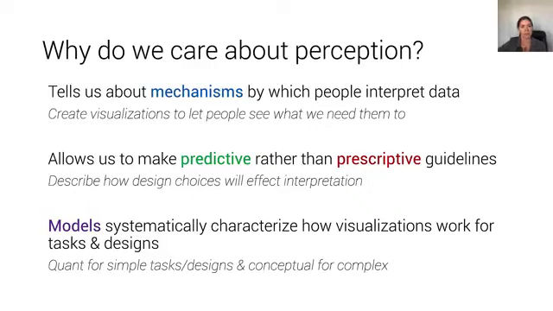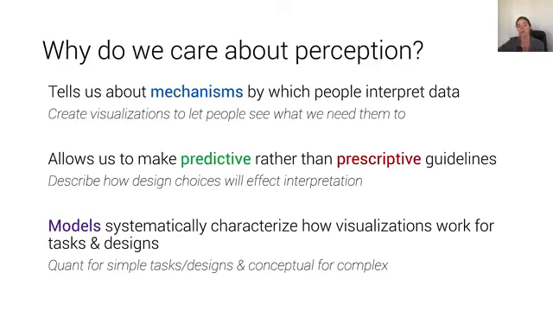Visual perception tells us the mechanisms by which people interpret data. In other words, it describes how we get from pixels on a screen to a sense of structure in information. And if we understand those mechanisms, we can start to create visualizations that let people see what we need them to. It also allows us to make predictive rather than prescriptive guidelines. If we understand how visual information is processed, we can describe how design choices will affect data interpretation. We can also construct models that systematically characterize how visualizations work for different tasks and designs.